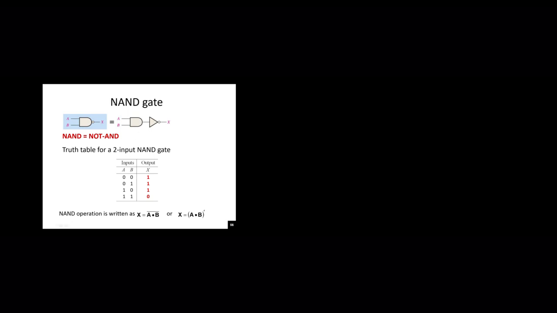Now, don't get confused: even though the N comes before the AND, the NOT doesn't come before the AND, it comes after. So a NAND gate is an AND followed by a NOT, not a NOT followed by an AND. All right, and the truth table for a NAND gate is easy. It's just the opposite of the truth table for an AND gate, because you just take the output of the AND gate and you invert it.